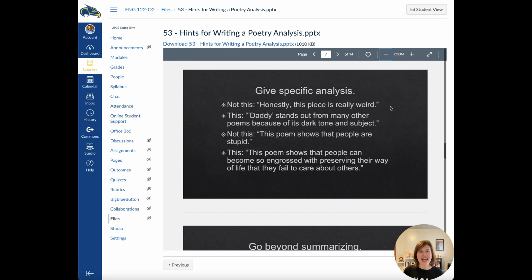Say, this Daddy stands out from many other poems because of its dark tone and subject. Don't just tell me something is weird or something is good. Show, don't tell. Explain to me how it is, right? Don't say, this poem shows people are stupid. That's not enough. Say, this poem shows people can become so engrossed in preserving their way of life, they fail to care about others, right?